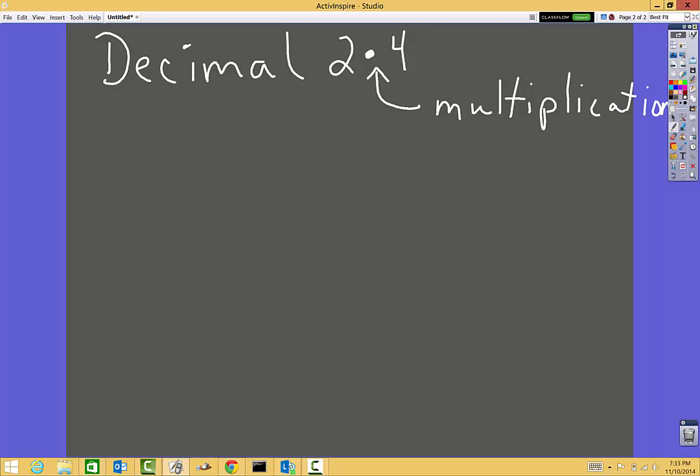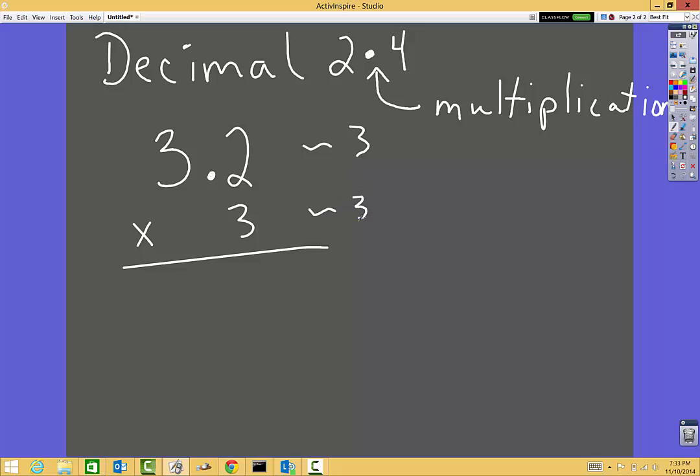Okay, so let's start. If I have 3 and 2/10 times 3, I'm going to estimate really fast. I know 3 and 2/10, that's about 3. I know 3, well, that's obvious, that's 3. So if I multiply these two together, I would get 9. So I'm going to use that just as a guess for when I do my multiplication of decimals.